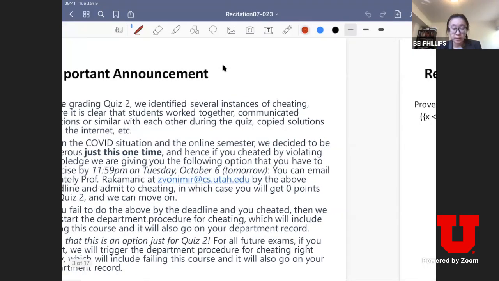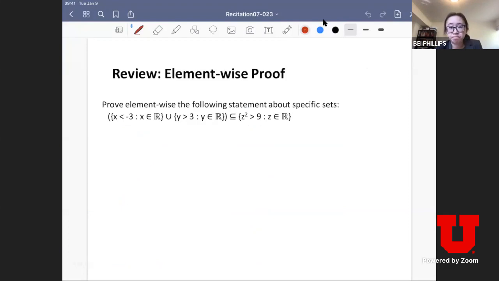Any questions? Okay, if there's no questions, let's just get to the practice problems. We're going to do a quick review of what we learned in the previous chapter, which is what you have been tested on in quiz number 2, element-wise proof. It's proof together with sets relations.